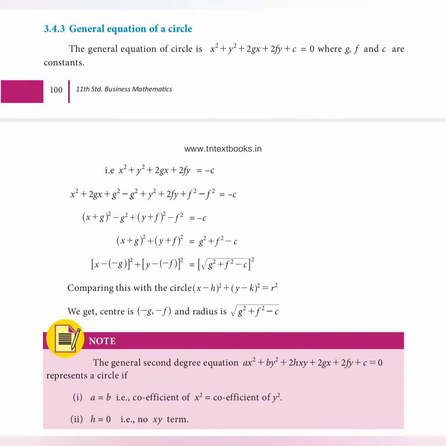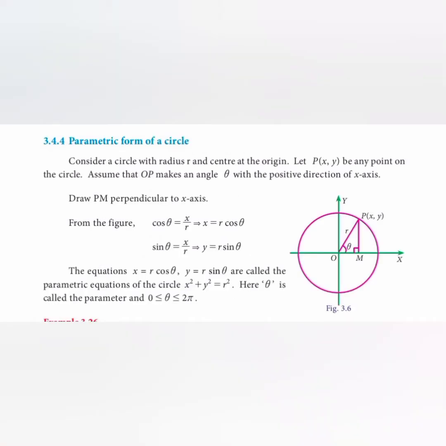And what about the center? It is (-g, -f), and the radius is the square root of g² + f² - c. And the note states that the general second degree equation represents a circle. Parametric form is x = r cos θ and y = r sin θ. So this is the equation.